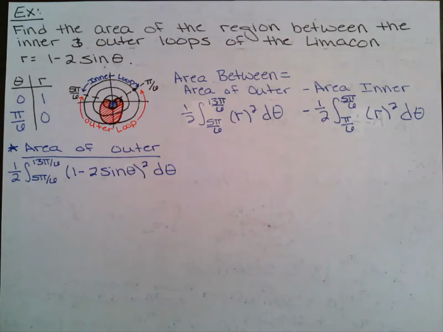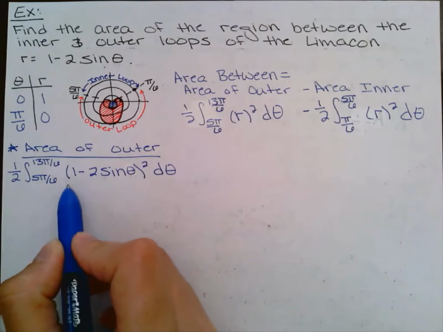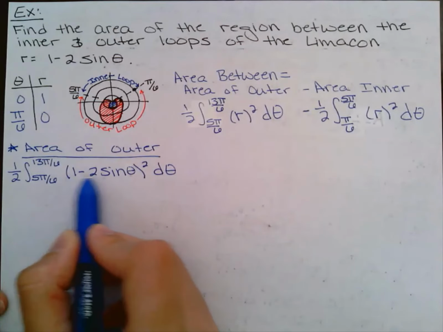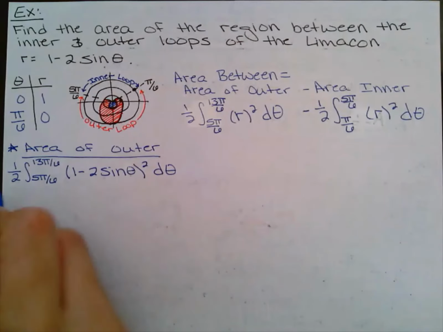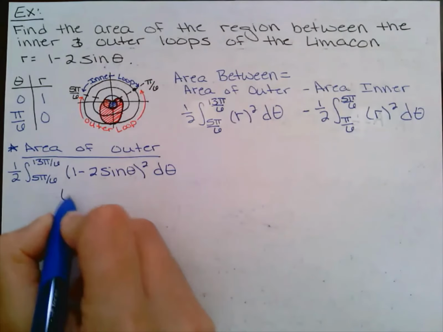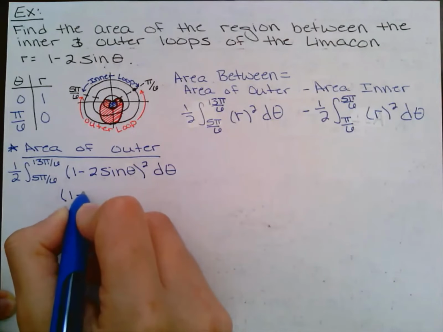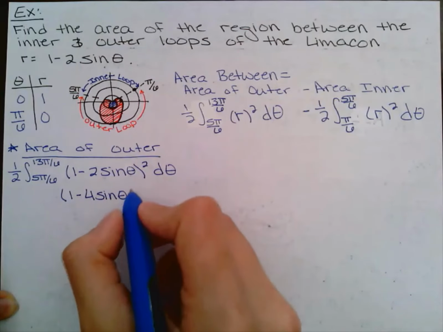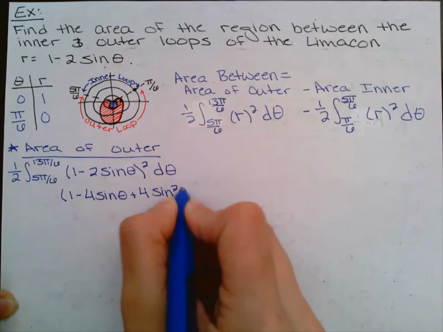All right, so I've gone ahead and I've set up the area of the outer. So step 1 is I'm going to have to FOIL this inside. And we've talked about earlier how to do the first term squared plus double the two terms being multiplied plus the second term squared. So I'm going to go ahead and do that part. We end up with 1 minus, multiply both and double them. So I have 4 sine of theta, and then plus 4 sine squared of theta.